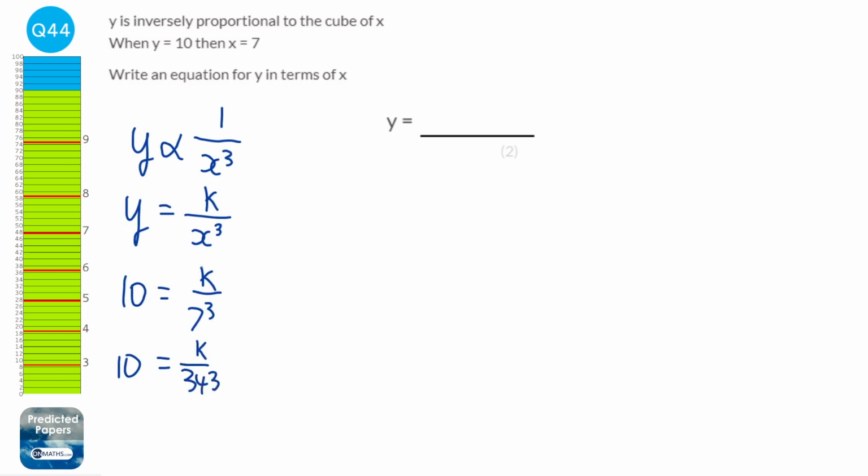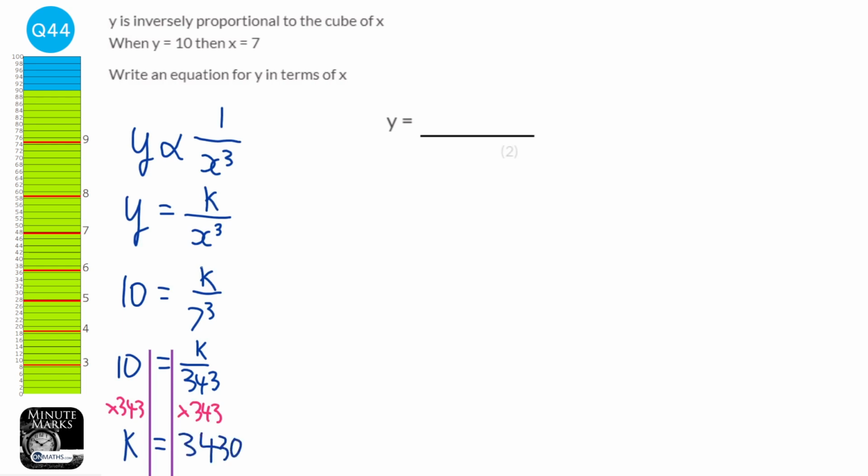343. Okay, and then we're going to multiply both sides by 343, to find out what k is. I'm just going to swap them around to give myself a bit more space, and we're going to have k on the left hand side here. So that would be 3,430. So k is 3,430. So what I'm going to do is just rewrite this equation here.